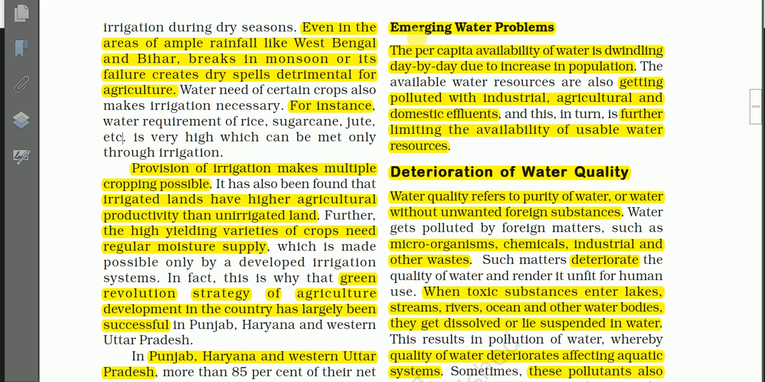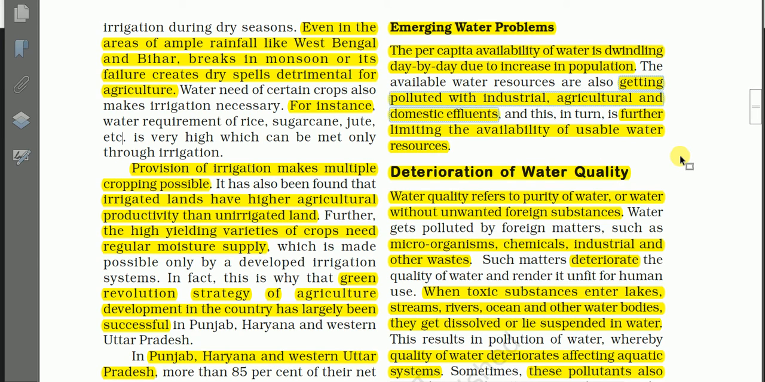Next, we have these emerging water problems. The per capita availability of water is dwindling day by day due to the increase in population. The population of India has been growing rapidly, and because of that, per capita availability of water has been declining. The available water resources are also getting polluted with industrial, agricultural, and domestic effluents.